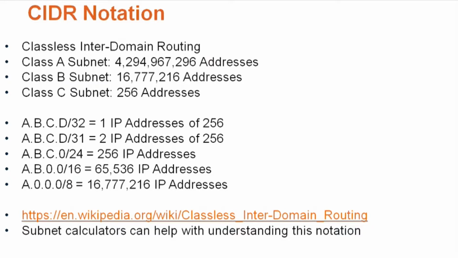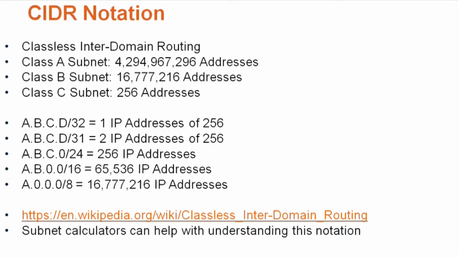And you have networks like Class A, Class B, Class C. Here's a number of addresses that go with them. This is specifically talking about IPv4 networking. And then down below you have the A.B.C.D/32. That notation is CIDR notation. That specifically says I have one IP address.